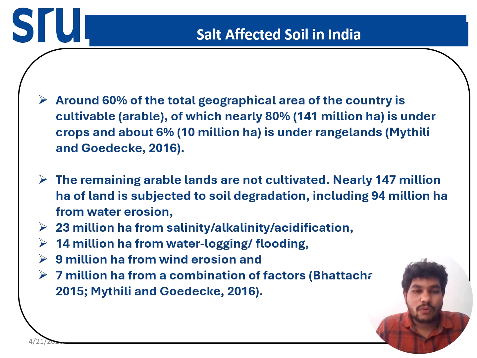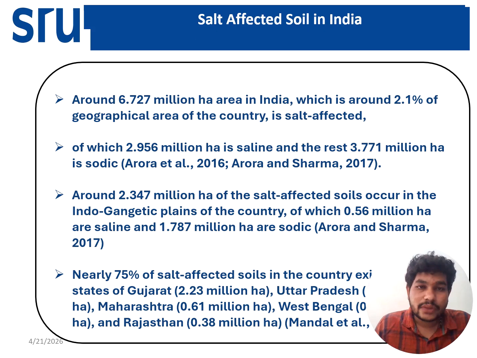That is due to water erosion, water logging, wind erosion, salinity, alkalinity, and acidification. Due to water erosion, 94 million hectares of land is under degradation, and due to salinity, alkalinity, and acidification, nearly 23 million hectares of land is under degradation. The water logging area in India is 40 million hectares, and the wind erosion area is 9 million hectares.